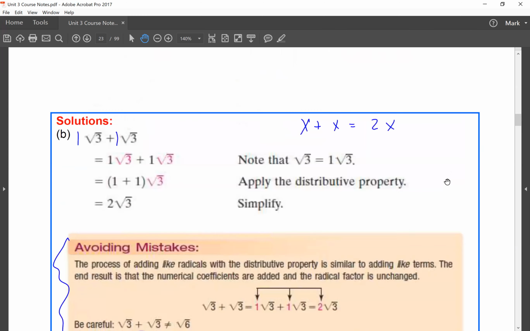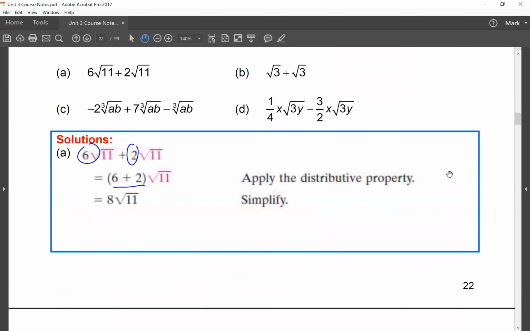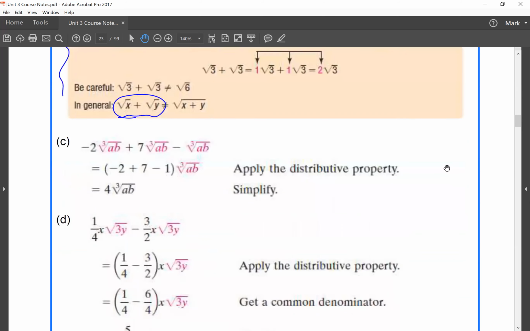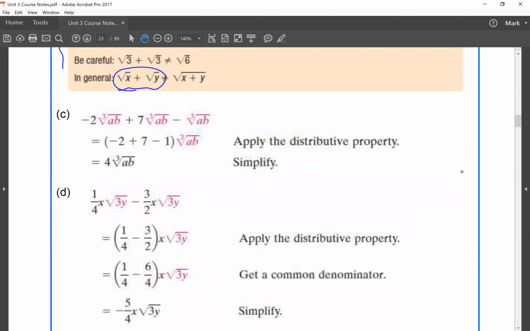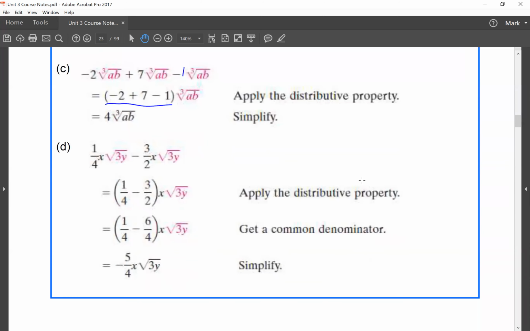All right, so let's look at C. What was C? Let me scroll up for a second. I just wanted to make sure C was written. So it's -2 times the cube root of AB, then we add 7 times the cube root of AB, and then we subtract 1 times the cube root of AB. So we put together the numbers, -2 plus 7 minus 1, and we get our answer. This is pretty straightforward.